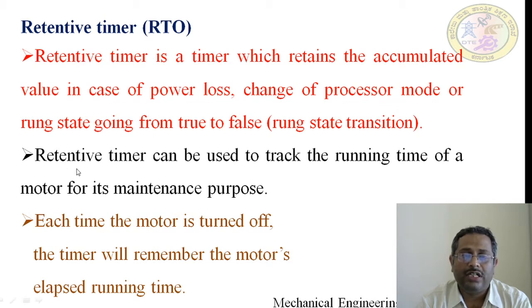A retentive timer can be used to track the running time of a motor for maintenance purposes. Each time the motor is turned off, the timer will remember the motor's elapsed running time from previous cases before it had to be stopped for other reasons. This is a retentive timer. Otherwise, this is the same as timer on delay.